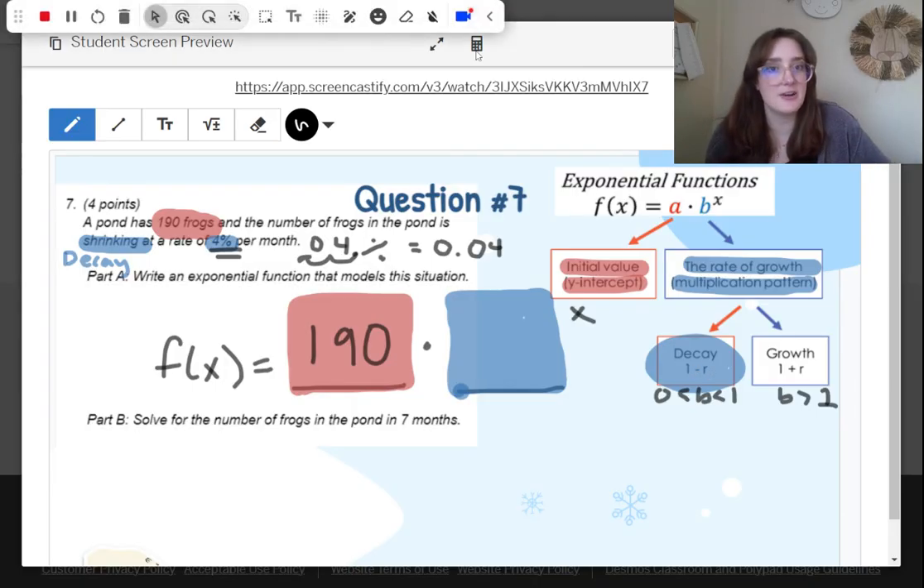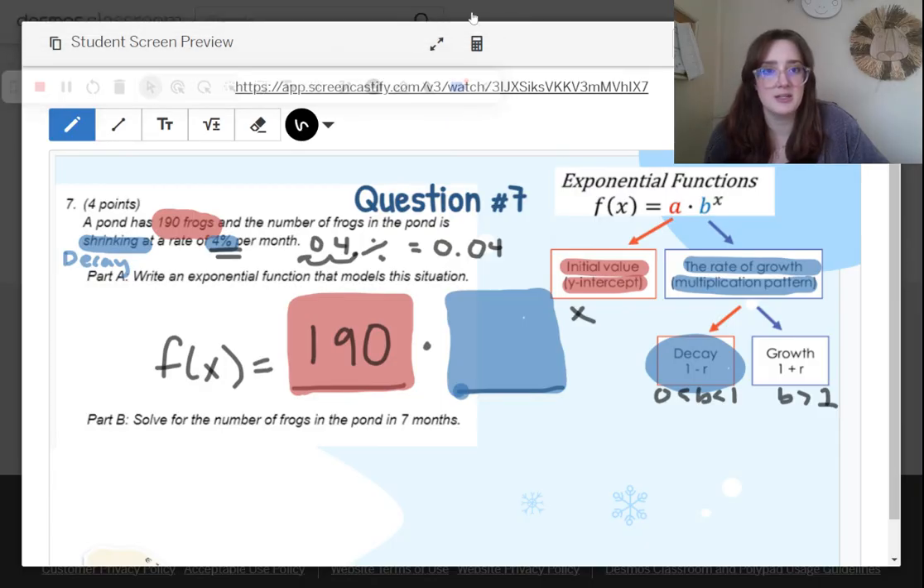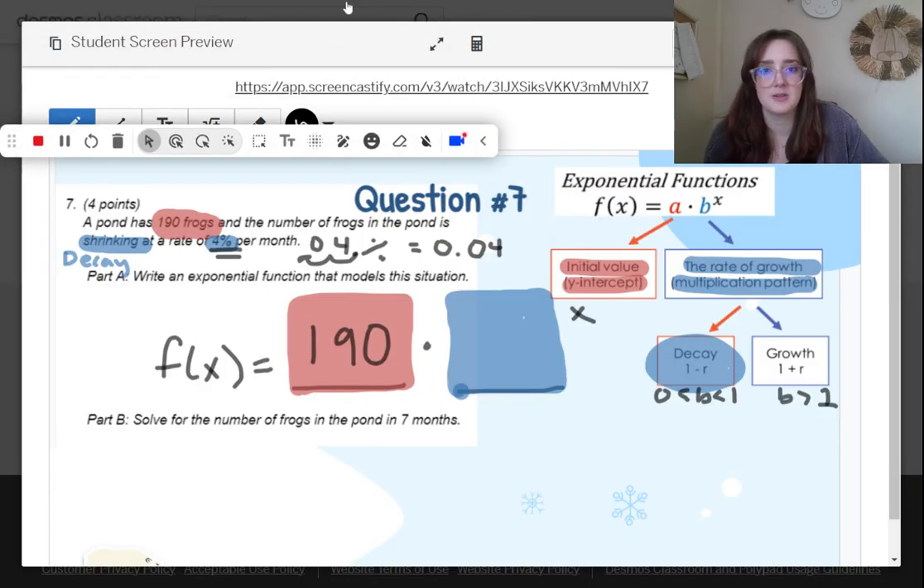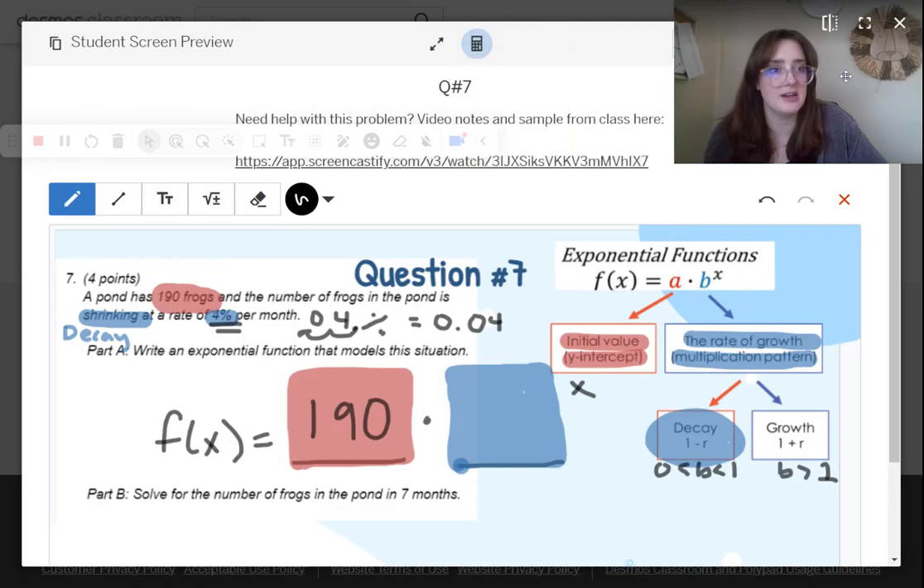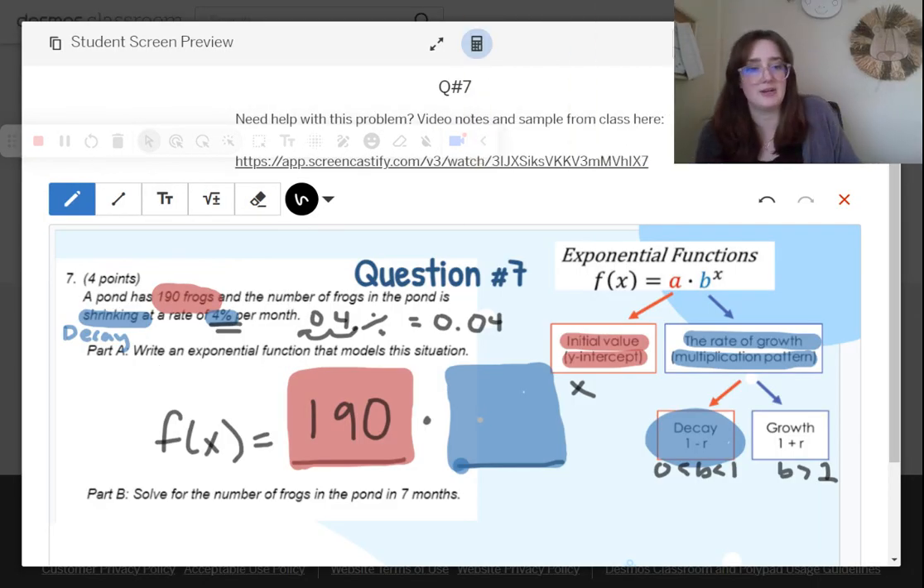So again, there's this calculator tool. If it will let me click on it. Let's see. This thing. Okay. So we're going to take, again, 1 minus 0.04, and that's going to be 0.96. All right, so 0.96, and we'll go ahead and write that in.